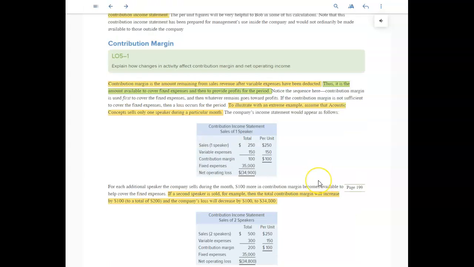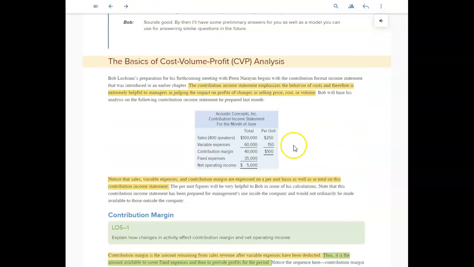Let me back up to here. Look at this one again. So if we have $100 per unit contribution margin, and we sell 400 units, multiply, and our contribution margin is $40,000.